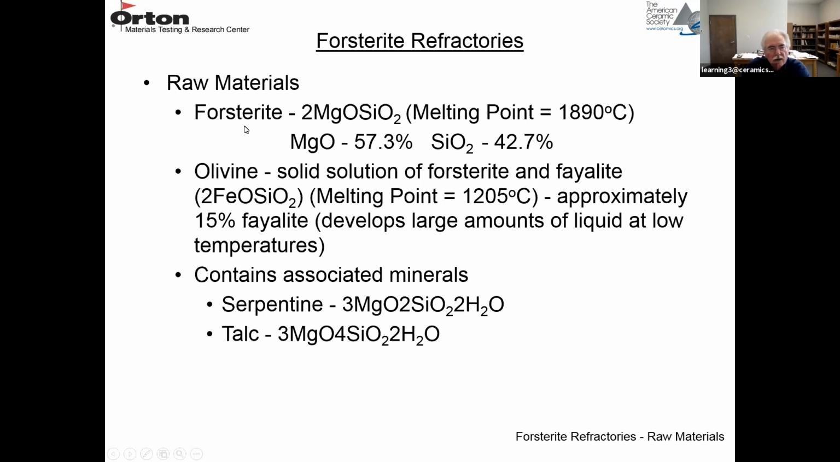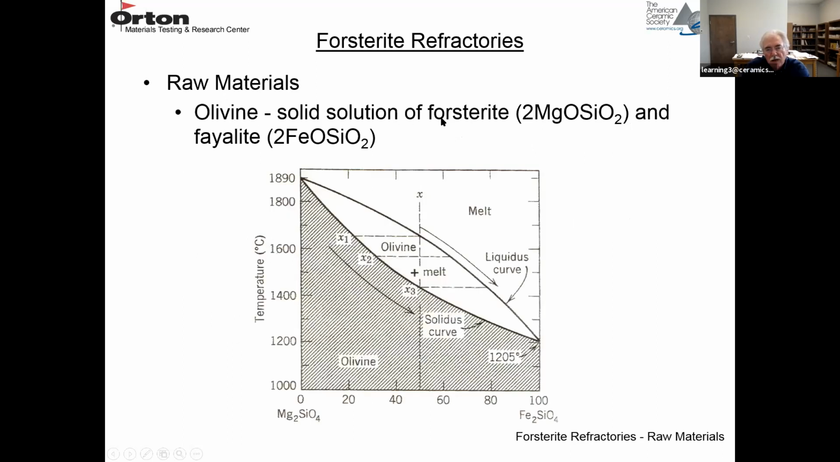So if we look at the phase diagram for olivine, it's a solid solution of forsterite and fayalite. So this is forsterite, this is fayalite. You can see forsterite has the high melting temperature, 1890, and then fayalite is 1205 degrees C. So again, on the solid solution type phase diagram, everything below this line, the solidus curve, is solid. Everything above the liquidus curve is liquid, and in between, you have olivine plus liquid.